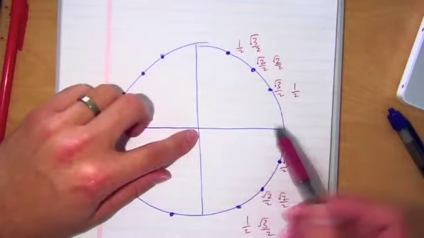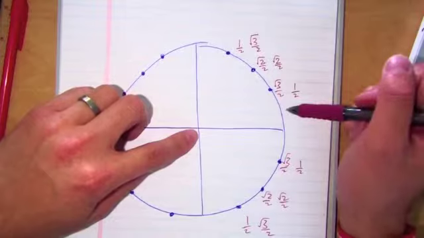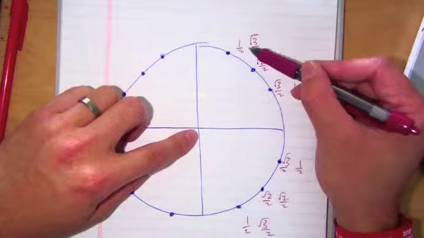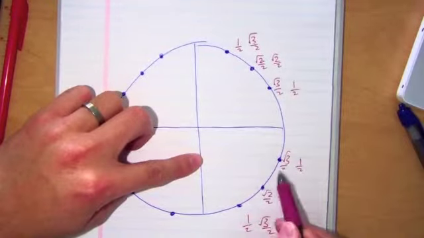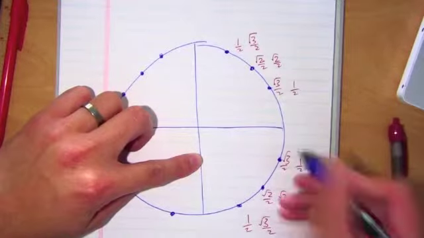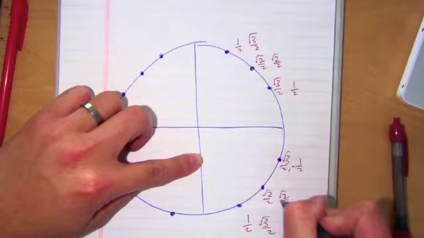Now if I think about ordered pairs in quadrant 1, they're all positive. And in quadrant 4, they're going to be positive, negative. So these second ordered pairs will be negative.